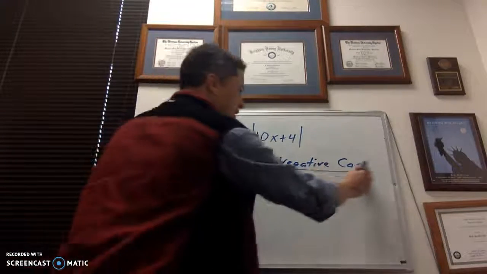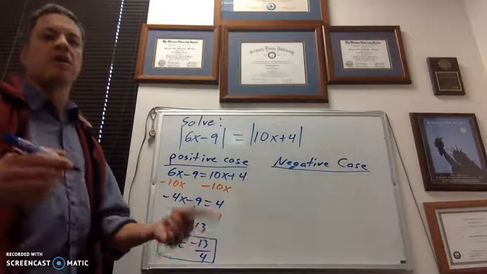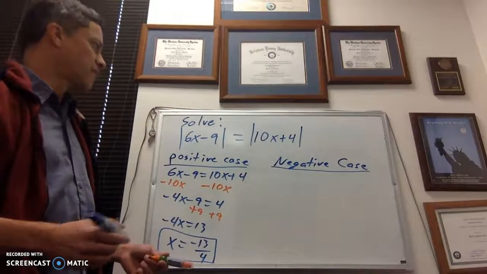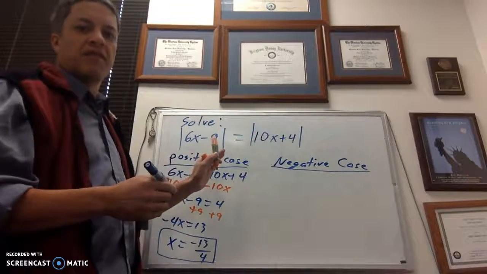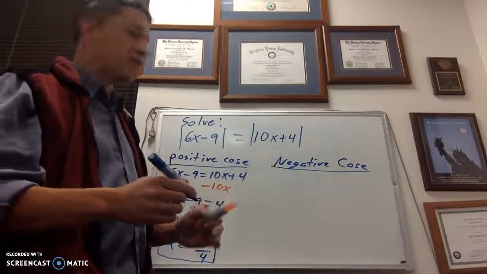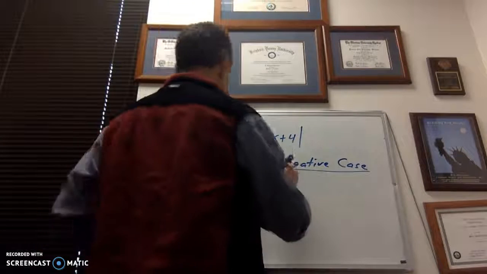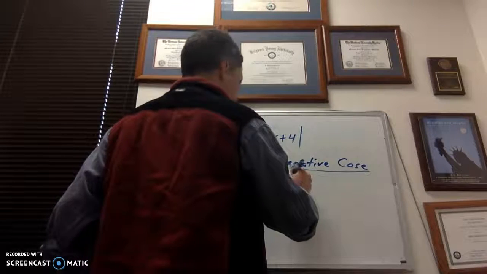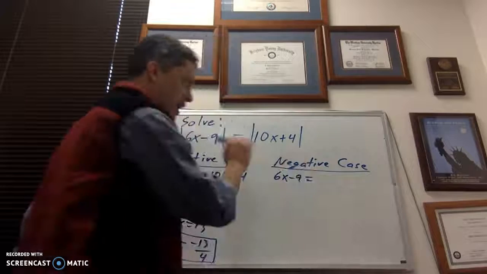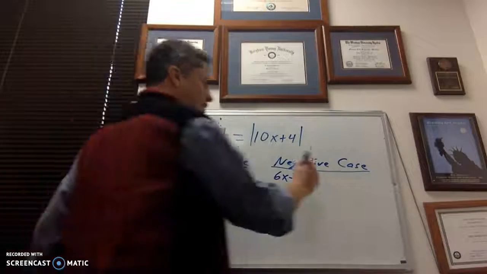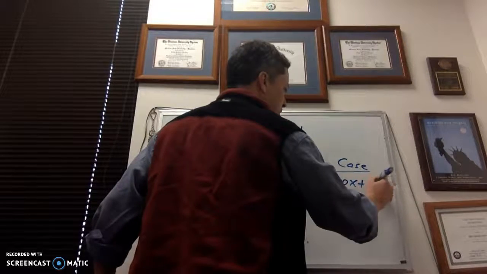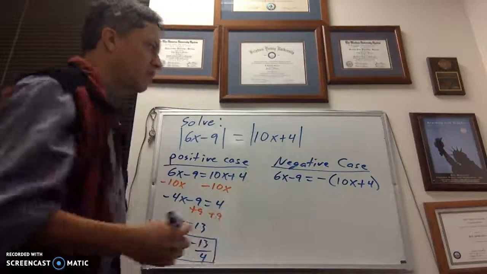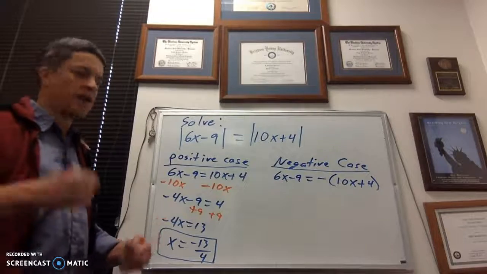Now for my negative case, and this is probably the one where people tend to have the most heartburn on. How you do this is make one side negative, okay? Not both sides, just one side. So I'll make my right side negative. So 6x minus 9, leave the left side as it is. But the right side, take the negative of all of that. Right? So the negative of the 10x plus 4. And then solve that.